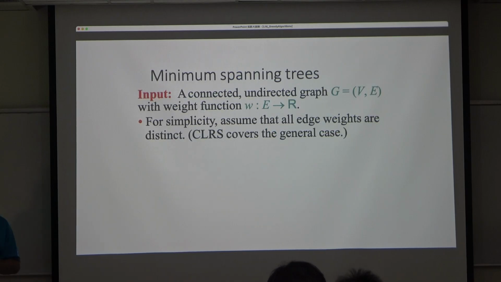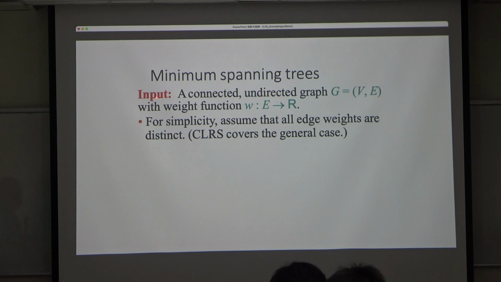Okay, so a quick review of the graph material. Now we come to the motivating problem of this lecture: the minimum spanning tree. So what is the minimum spanning tree?